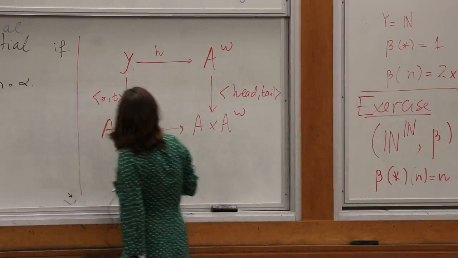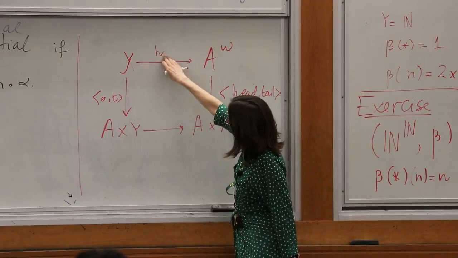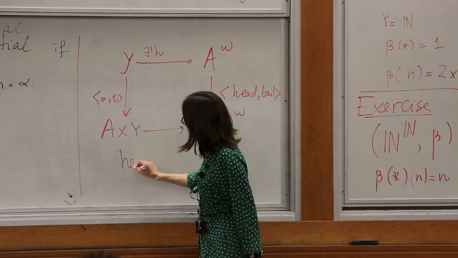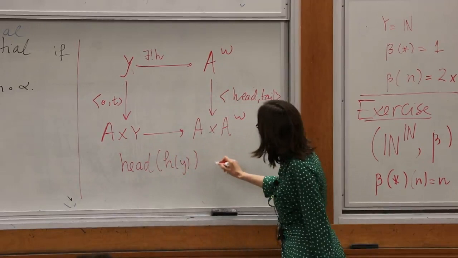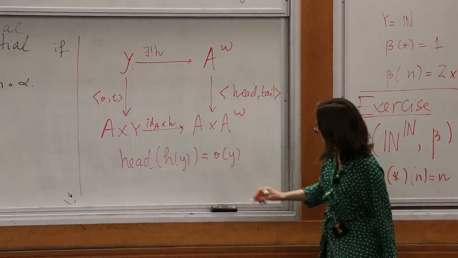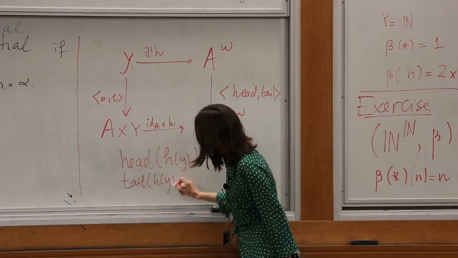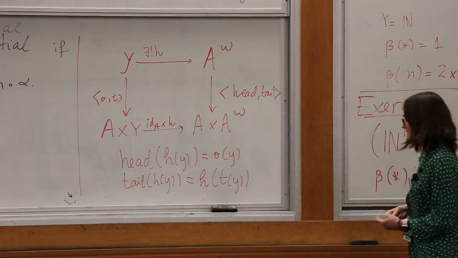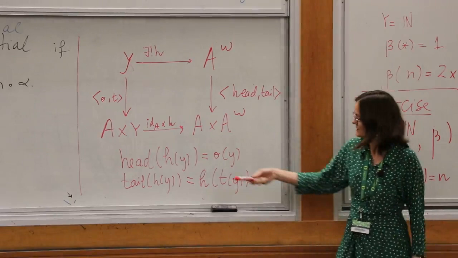So given a coalgebra of that type, if I take H, unique means that if I read the commutativity of this, the head of H of some element Y equals O of Y, because down here I have the identity in A times H. And then it tells me that the tail of H of Y is H of T of Y. And so it's really telling me that to define this function H, I need to know what head and tail do.